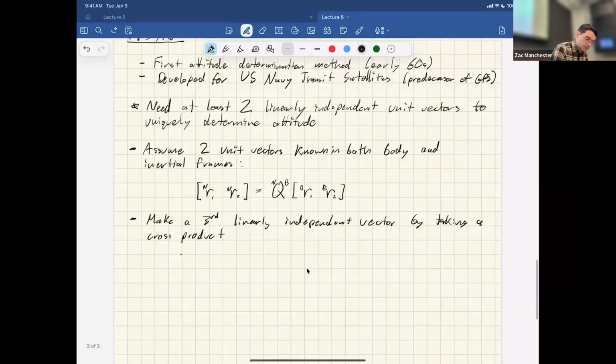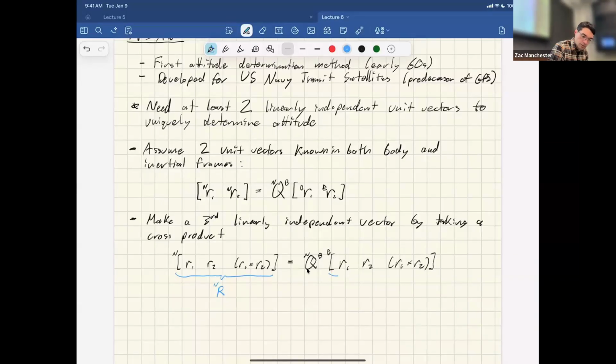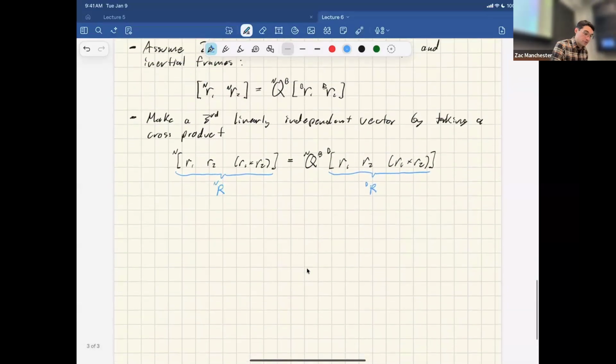So now we've got R1, R2, R1 cross R2 in the N frame. And then we've got a rotation matrix here. And we've got R1, R2, R1 cross R2 in the B frame. So we'll call these matrices now capital R in the N frame, capital R in the B frame. Cool. And so, like we said, it's super easy.